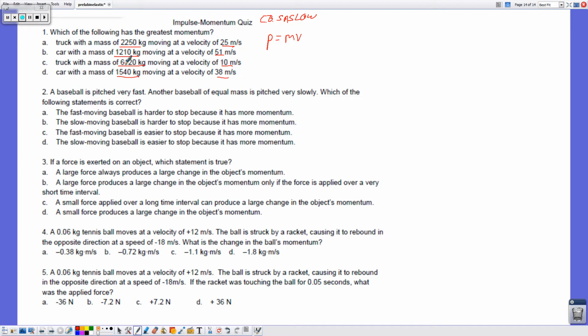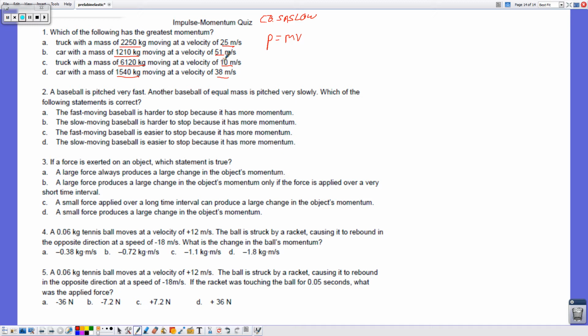This one has the biggest mass, but the smallest velocity. So maybe, maybe not. This one has the smallest mass, but the biggest velocity, so maybe, maybe not. This one's sort of in the middle, and this one is also kind of in the middle. Alright, so I can't narrow it down. I have to use my calculator.